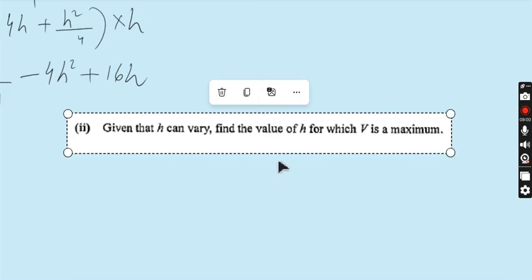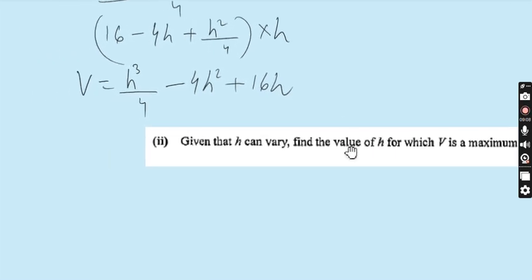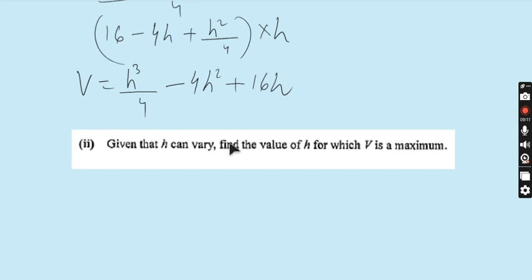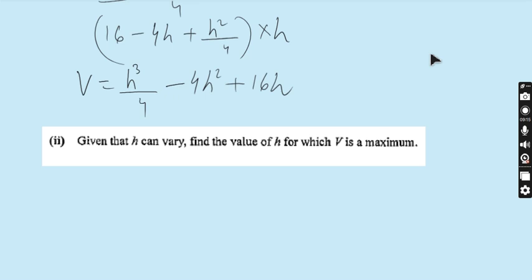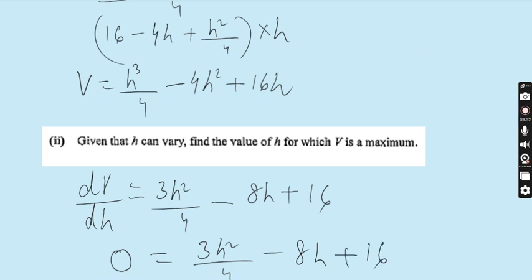The next part is, given that h can vary, find the value of h for which V is maximum. So this is a very easy part. We have to differentiate volume with respect to height. So dV by dh: for h cubed, the derivative is 3h squared upon 4. For h squared the derivative is 8h, for 16h the derivative is 16. Set dV by dh equal to 0.